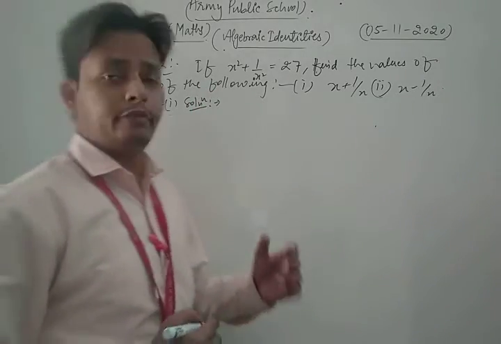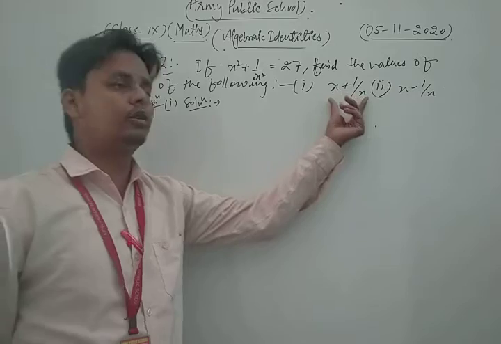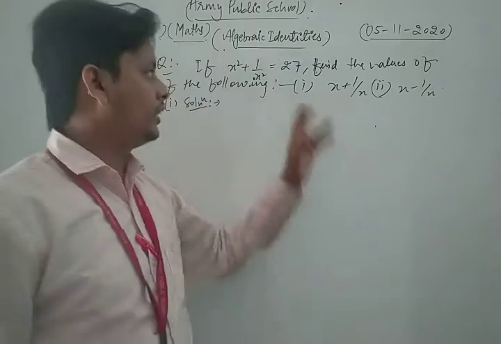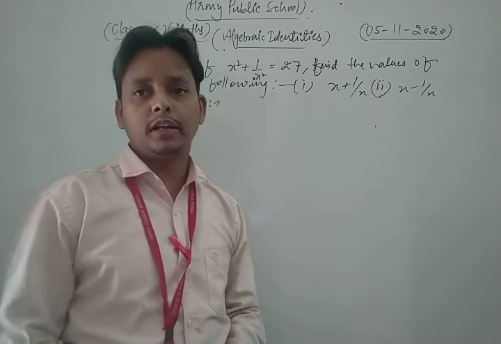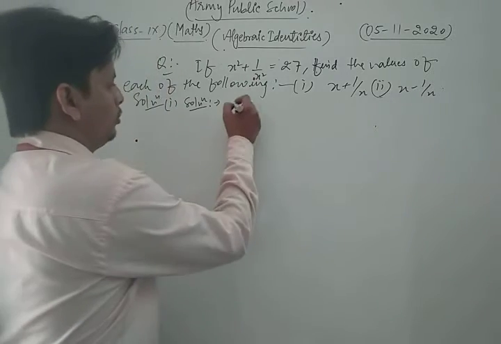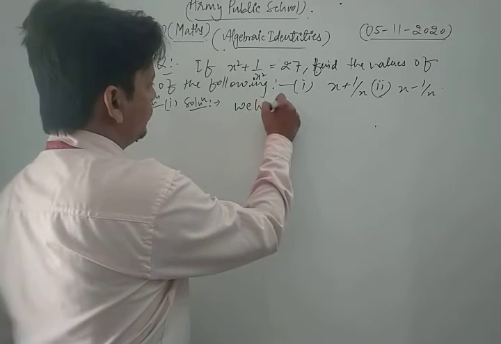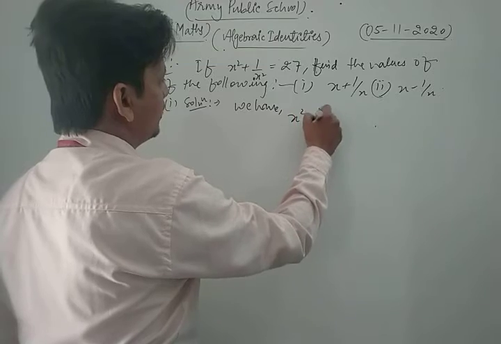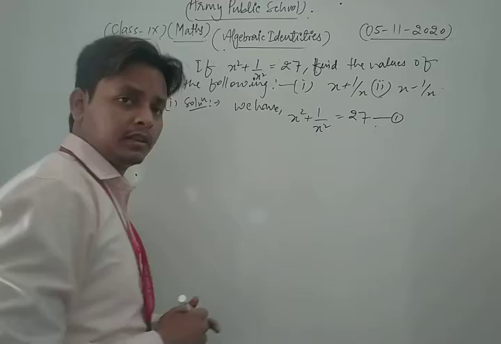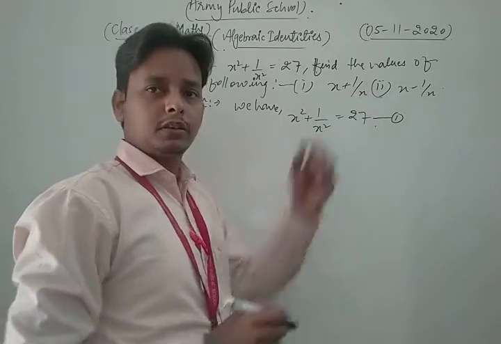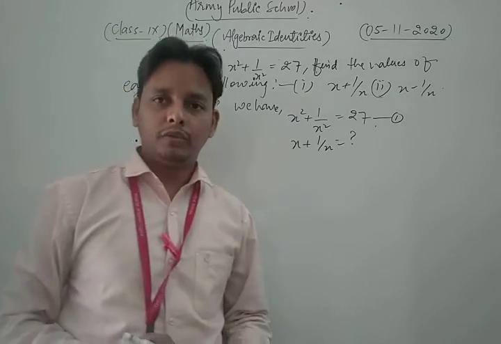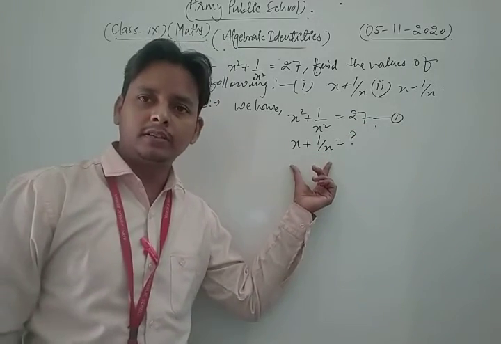Dear friends, in the first part of this question we find the value of x + 1/x. We have the value of x² + 1/x² as 27. So first of all we write x² + 1/x² = 27, equation number 1. Now we find the value of (x + 1/x) whole, question mark. We find the value of x + 1/x now, dear students.